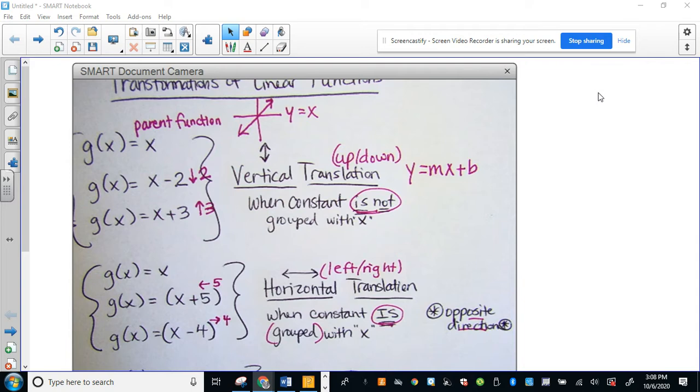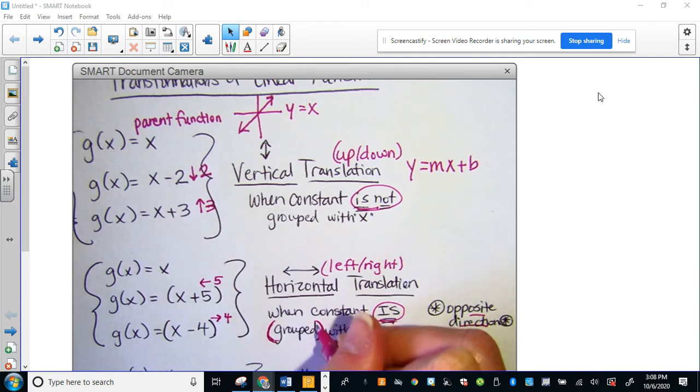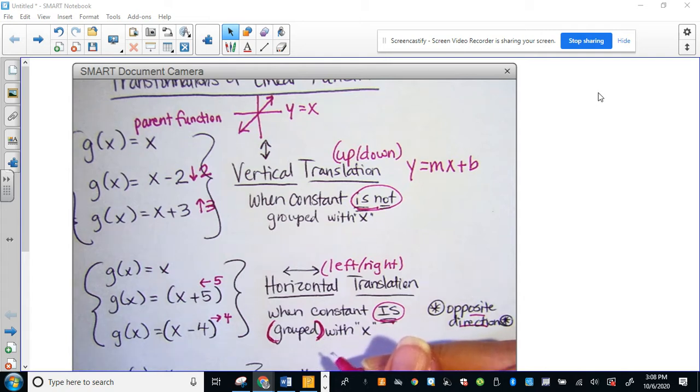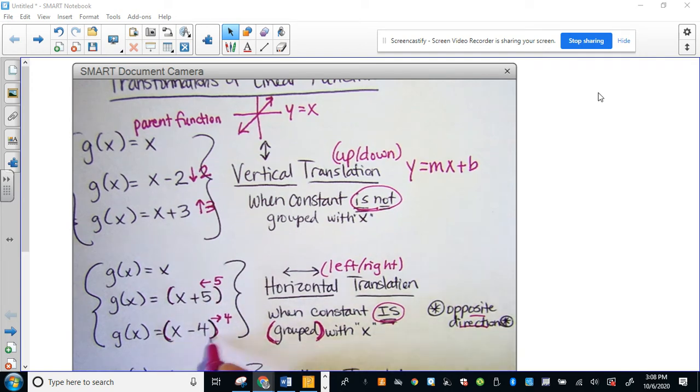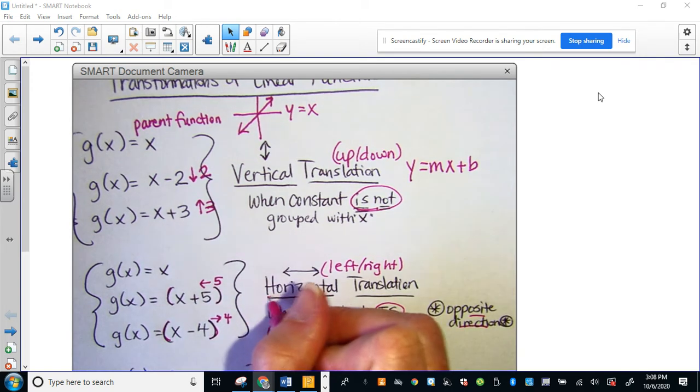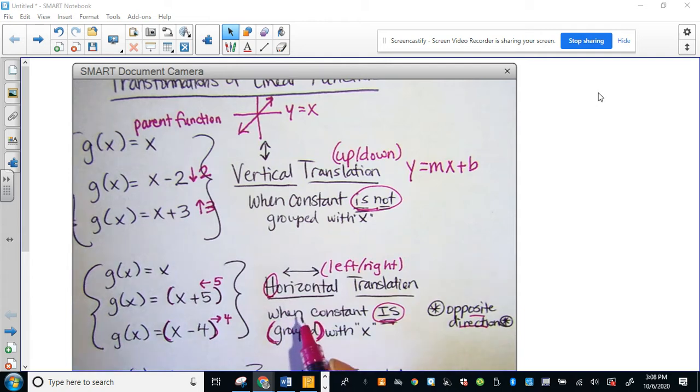Now, the only way that I can help you figure out which one is horizontal and which one is vertical, and I literally just came up with this off the top of my head, I'm thinking that these sets of parentheses are kind of like hugging all the pieces together. And hug starts with an H. So I'm going to stick with that for horizontal. If you're hugging all of the parts together, that's horizontal. And horizontal is always the opposite. Anytime you're in parentheses, it's the opposite of what you would think. This is a move left. This is a move right.